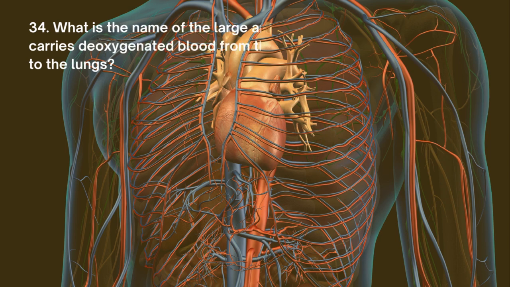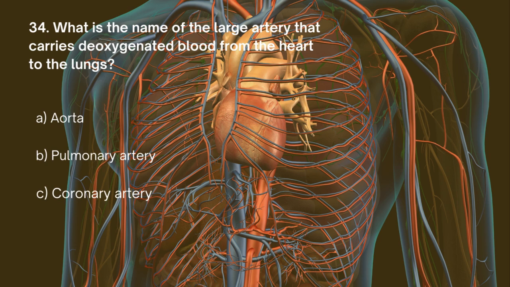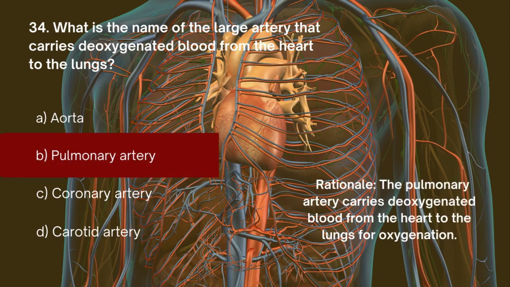34. What is the name of the large artery that carries deoxygenated blood from the heart to the lungs? A. Aorta. B. Pulmonary artery. C. Coronary artery. D. Carotid artery. Rationale: the pulmonary artery carries deoxygenated blood from the heart to the lungs for oxygenation.